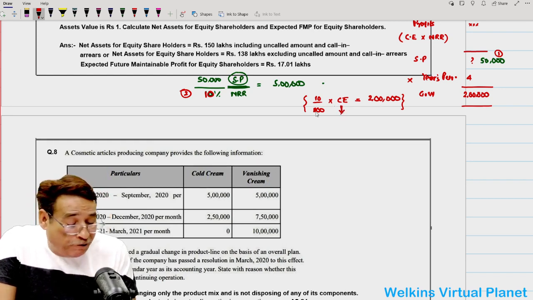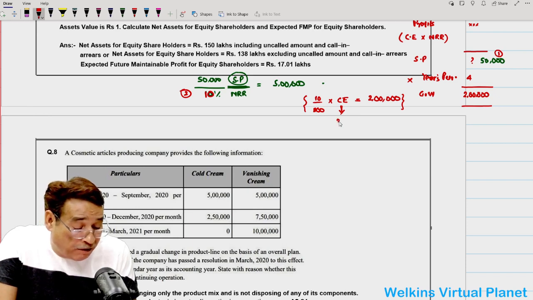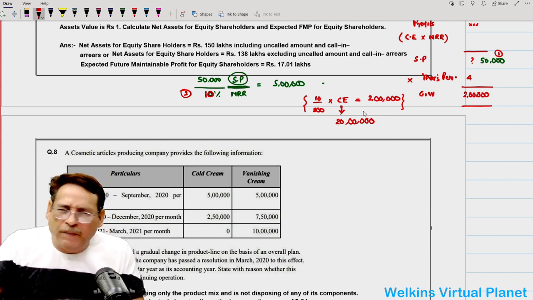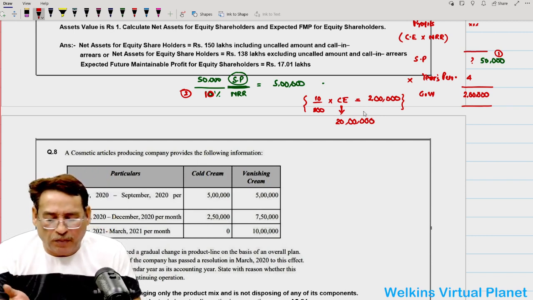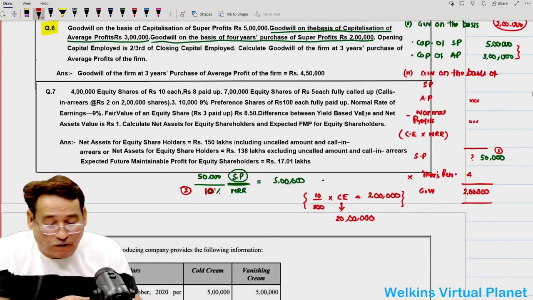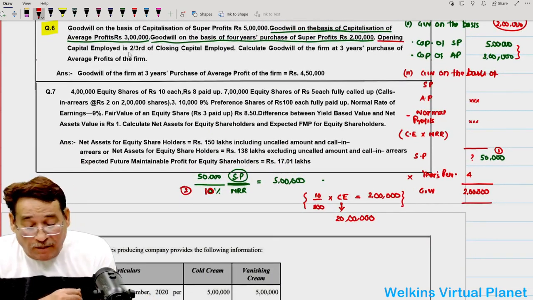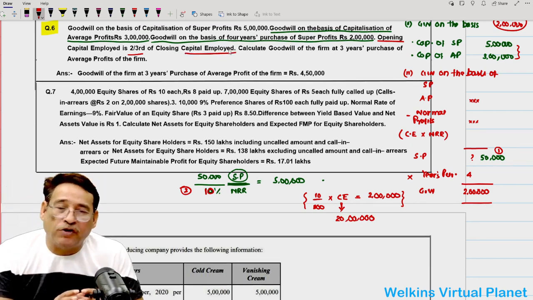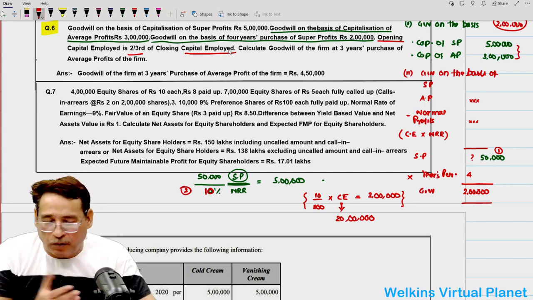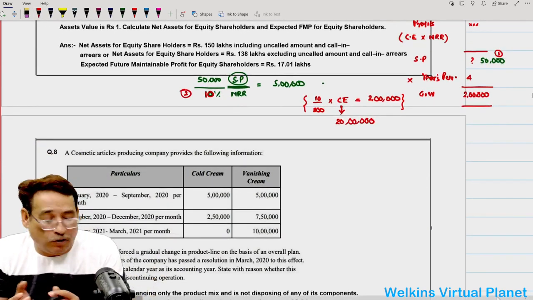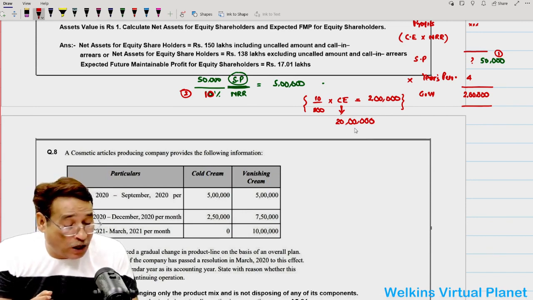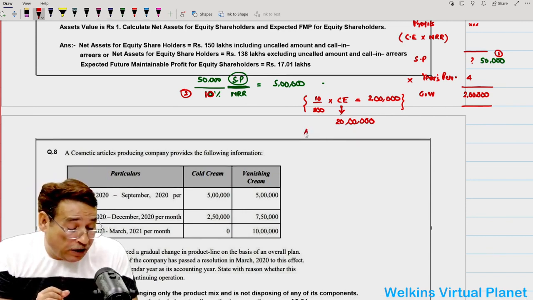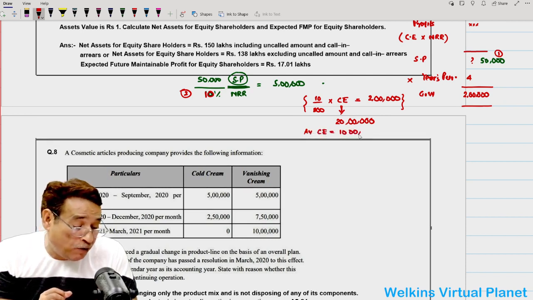So my capital employed, if you'll find, that is 2 lakh into 100 divided by 10 will be equal to 20 lakhs. Normally we require only capital employed to solve the question. But in this question, further it is given to confuse you that your opening capital employed is 2/3 of the closing capital employed. Indirectly, it means in this particular question, average capital employed is being considered, because opening and closing capital is given in the question. So actually this is the capital employed, so I will have to average it. In order to average it, I will divide it by 2. So my average capital employed will be equal to 10 lakhs. So I have found now capital employed also.